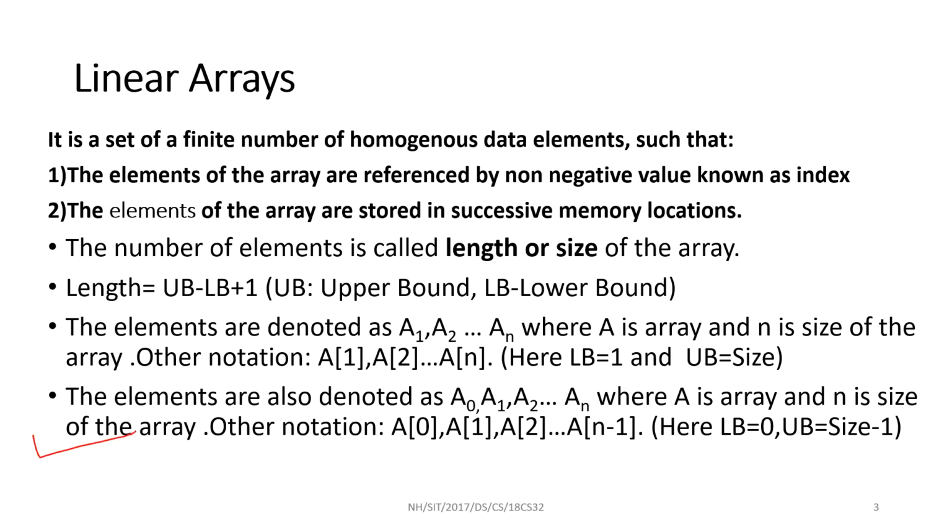In C, we use this particular syntax: A of 0 for the first element, A of 1 for the second element.